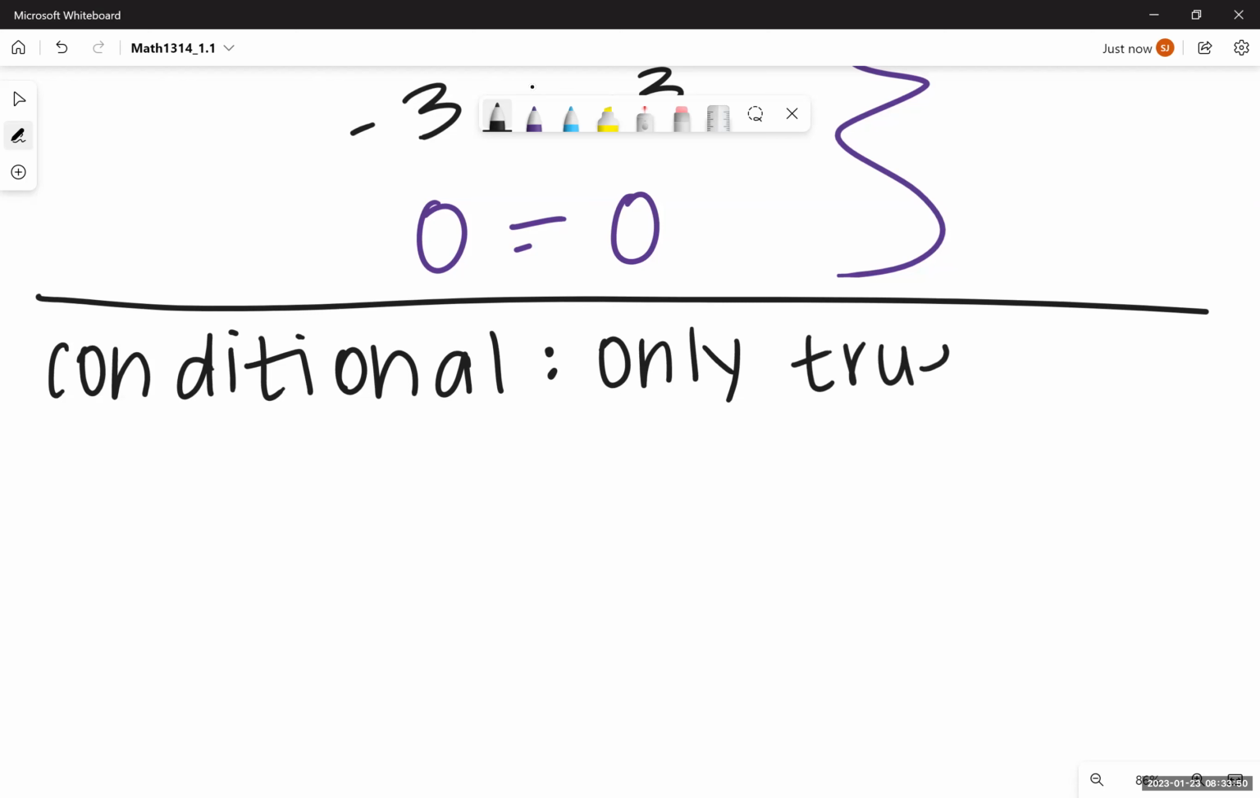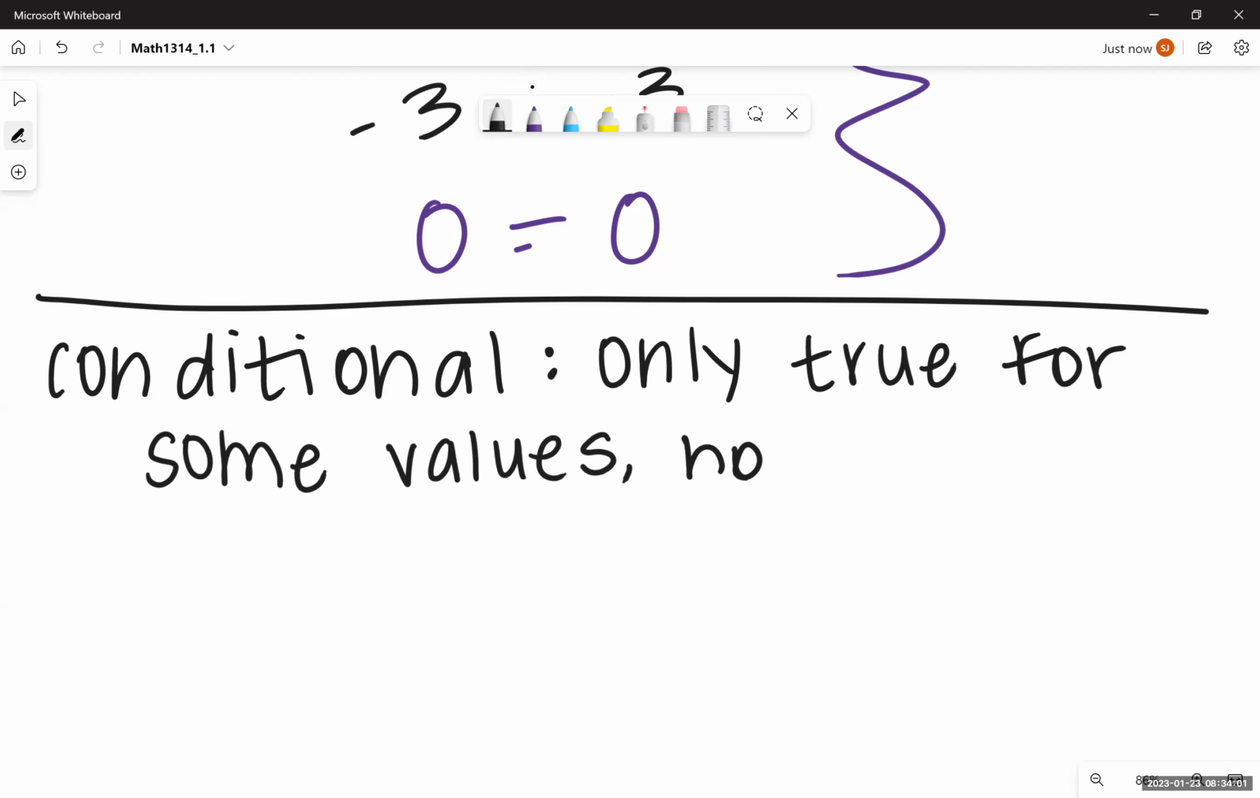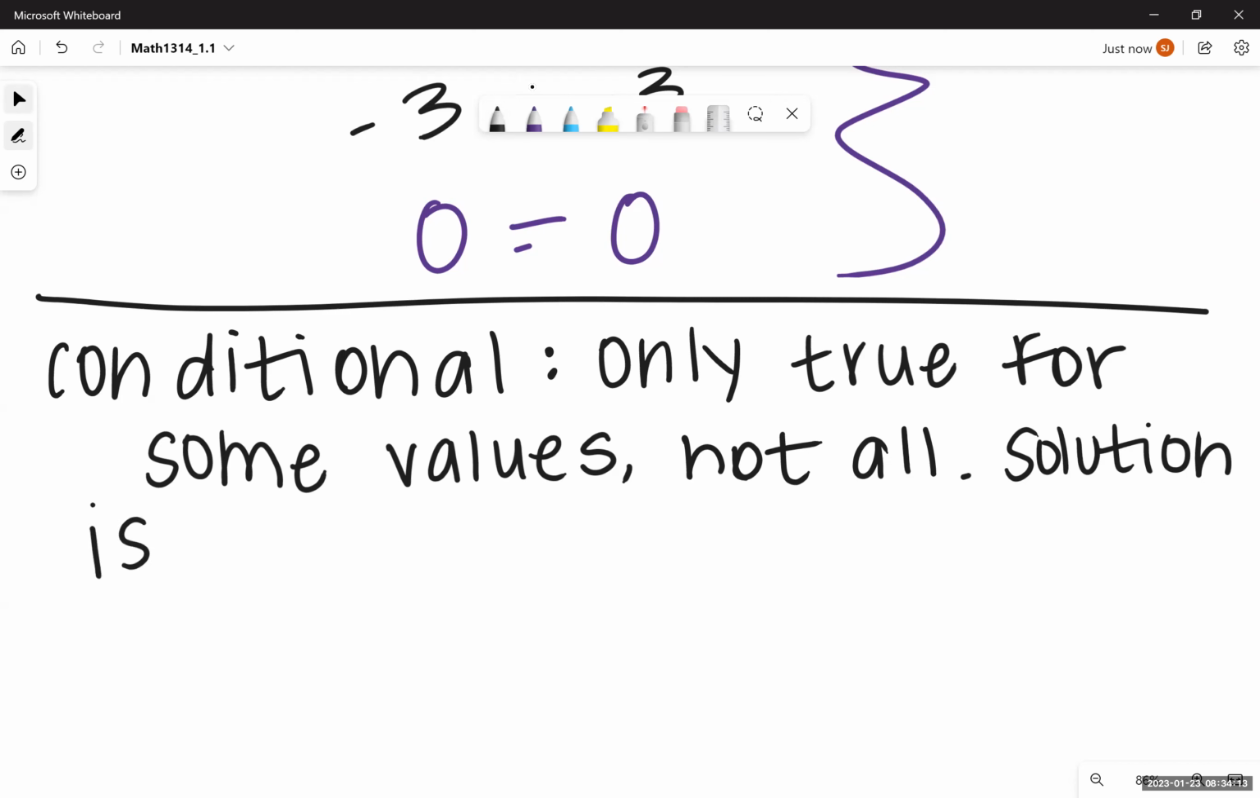It's only true for some values, comma, not all. Solution is the one value.